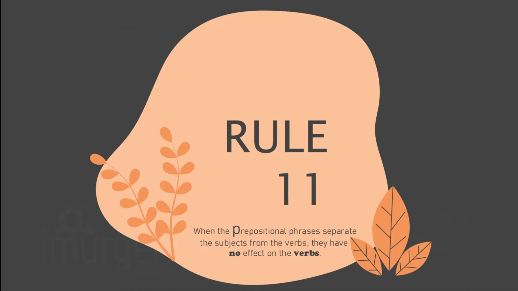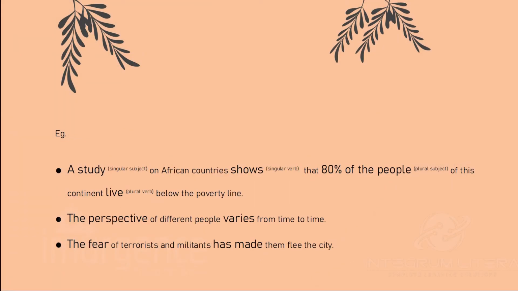Rule number 11. When prepositional phrases separate the subjects from the verbs, they have no effect on the verbs. So primarily, whenever you have a prepositional phrase separating the subject from the verb, it has no effect on the verb. A study on African countries shows that 80% of the people of this continent live below the poverty line. So basically what we're trying to say here is that whenever prepositional phrases separate the subject and verb, there is not much effect on the verb form.